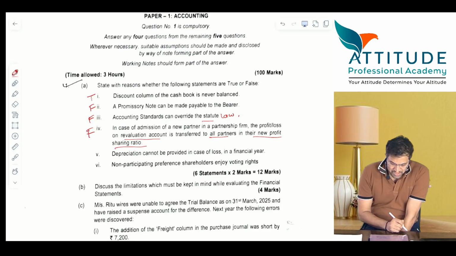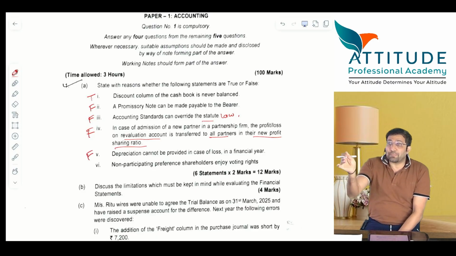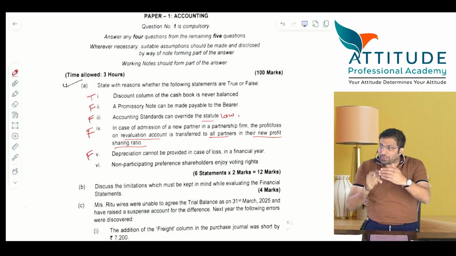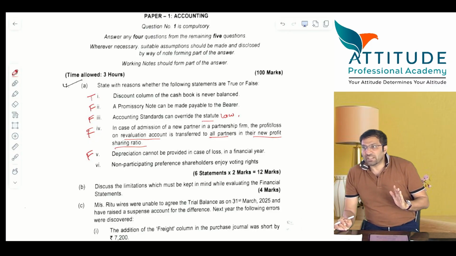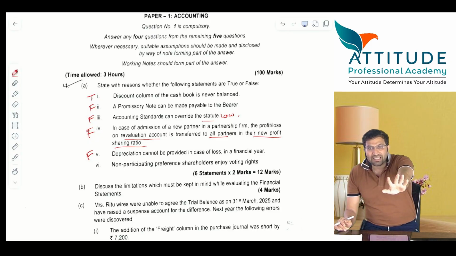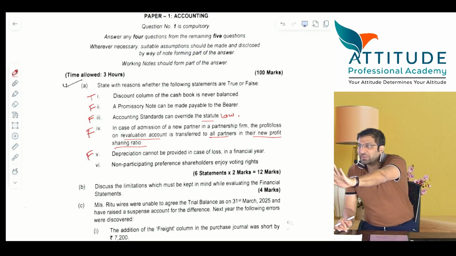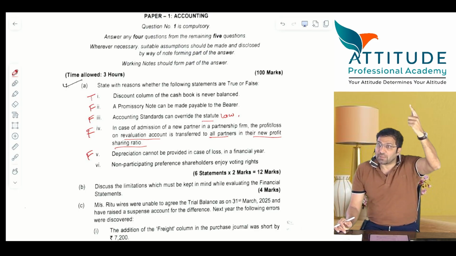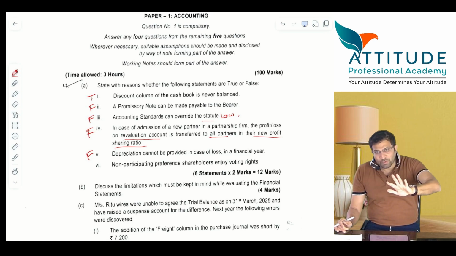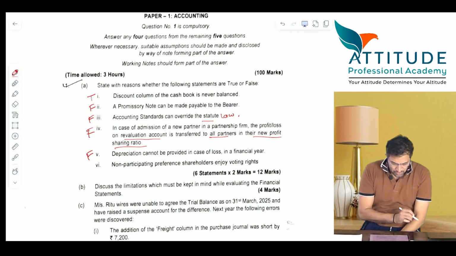Next one. Depreciation cannot be provided in case of loss in the financial year. False. See, depreciation is not an appropriation item. If appropriation comes, profits can be appropriated. Losses will never be appropriated. Whenever there is a loss, partner will not get any salary, commission, bonus, nothing is received. Is that clear? Depreciation will not come in appropriation. Depreciation will come in what? P&L. Is that clear? So, whether it is a profit or loss, depreciation has to be provided. False. Write it.